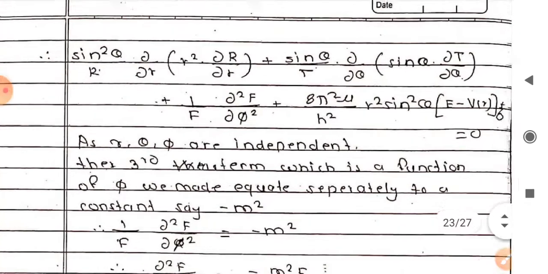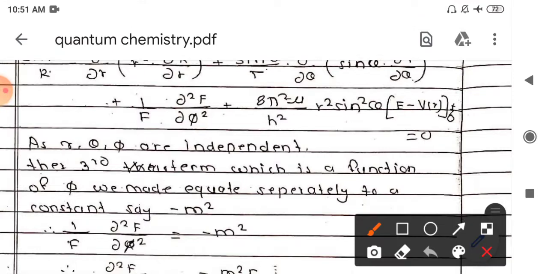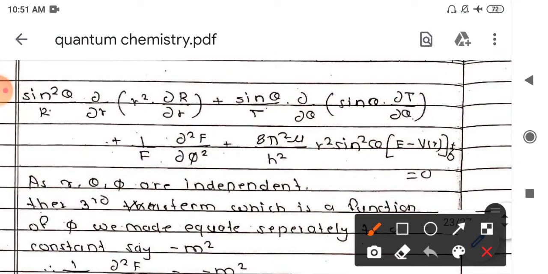So our equation changes to sine square theta upon R into d by dr of r square dR by dr, plus sine theta upon Θ into d by dθ of sine theta dΘ by dθ, plus 1 upon Φ d2Φ by dφ square, plus 8π square ν upon h square into r square sine square theta into E minus V(r). All these terms equal 0.